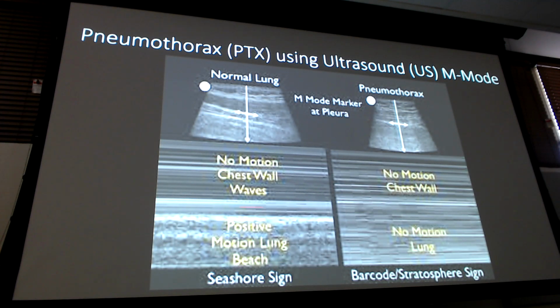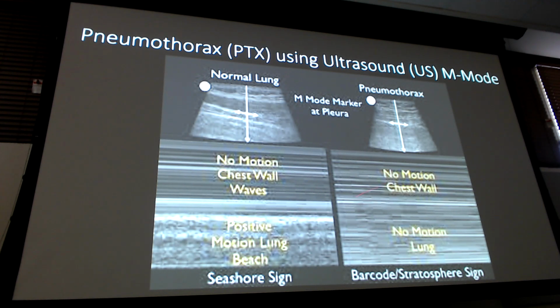Beach, ocean, sky. Use your imagination, right? I've got my sandy beach, I've got the white cap waves of the shore of the ocean, and this is my stratus clouds in the sky. That is normal. I should see 3 different things: beach, ocean, sky. That means I have movement. That means my pleura are together and there is no pneumothorax.